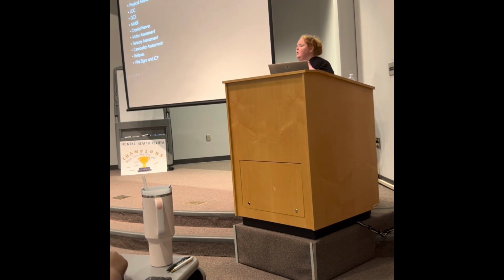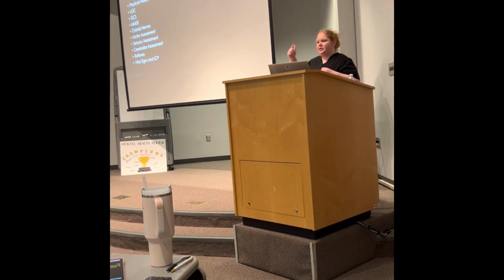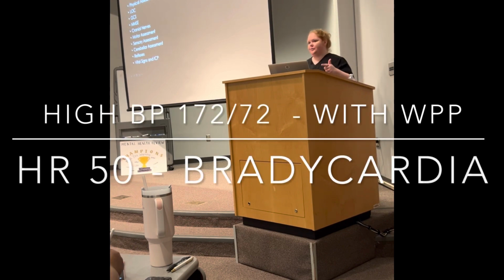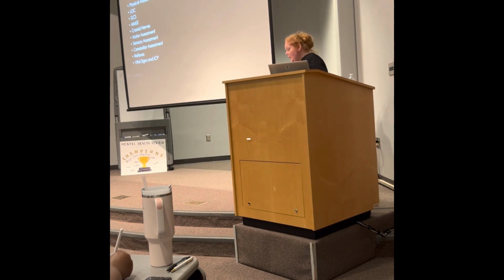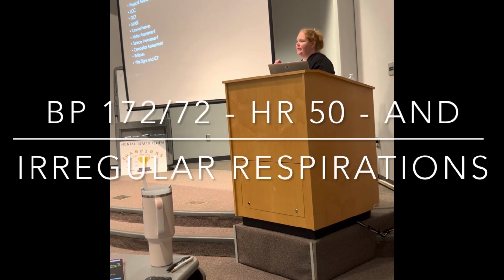Okay, so let's just throw out there, we've got a blood pressure of 172 over 72. What's the difference in those two blood pressures? 100, right? So our pulse pressure is a large number. That's a big number, okay? So we've got a high blood pressure with a widening pulse pressure. We've got bradycardia, so our heart rate's 50. And we have irregular respirations. So that meets the criteria of all three things to give us what's called Cushing's triad.